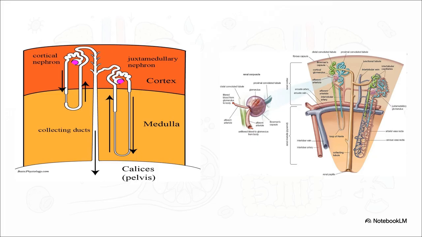You can see the stark difference in depth right here. The cortical nephron's loop barely even dips into the medullary zone. But look at the juxtamedullary nephron. That loop plunges incredibly deep into the medulla. This massive difference in depth is exactly what allows the kidney to create highly concentrated urine.